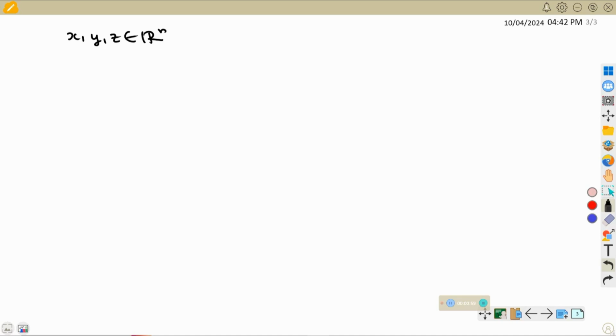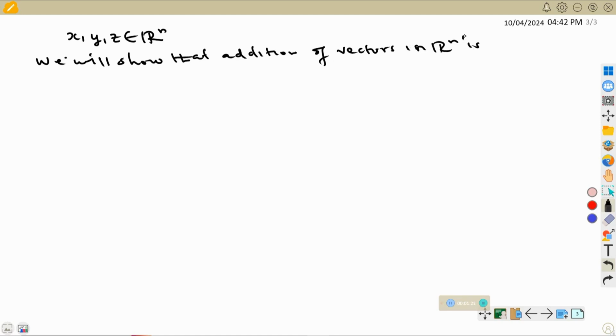We need to prove, we will show that addition of vectors in R to the power n is associative.